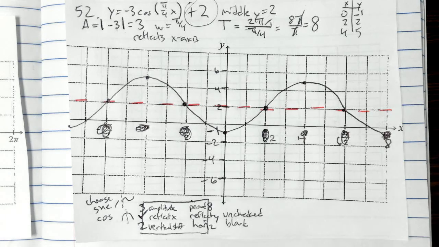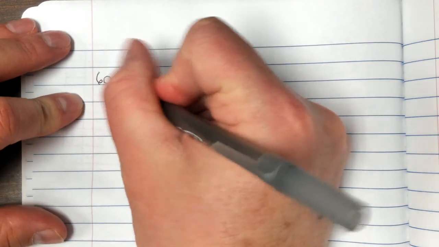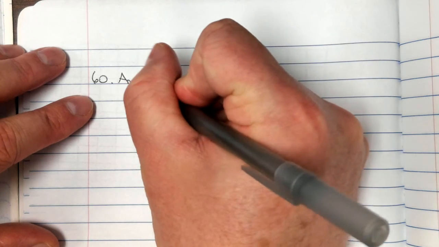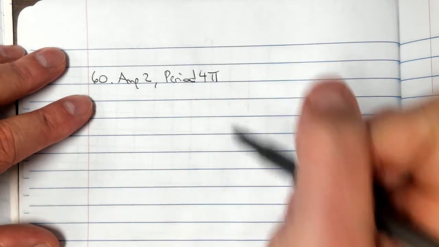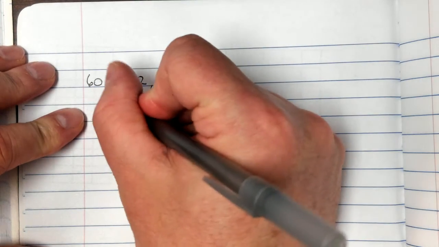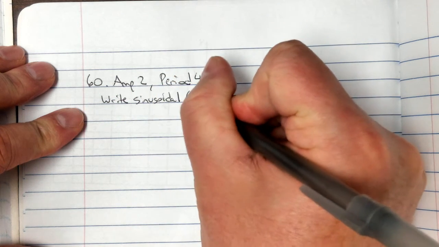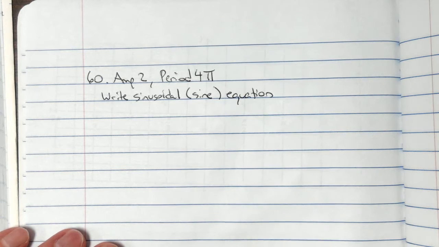Now let's move on to number 60. Okay, so for number 60, you're given an amplitude of 2 and a period that's 4 pi. And what the directions are is to write the sinusoidal equation, which is really just the sine equation. It's just a fancy word, sinusoidal, which is sine.